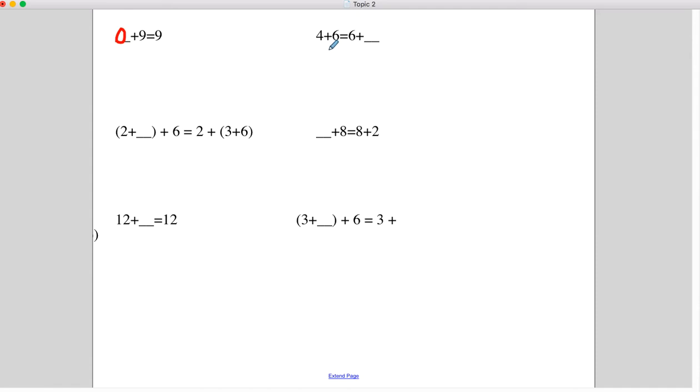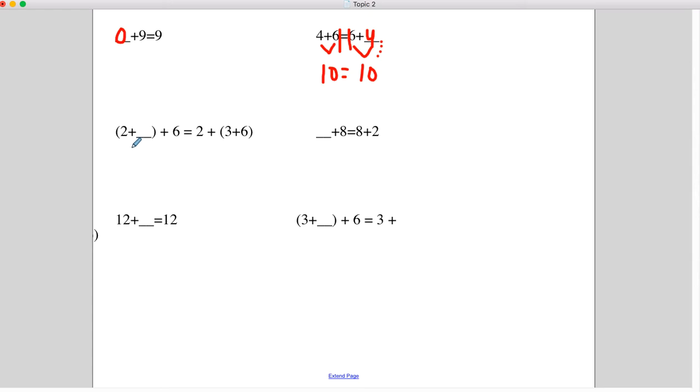And the next one, if I have 4 and 6, right? I need to have the same numbers on each side. So 4 and 6. So 6 and 4. All they did was switch places. If I found my answer, 4 plus 6, I'd get 10. If I solved 6 plus 4, 6, 7, 8, 9, 10, I still have 10. My numbers simply just switched spots with me.